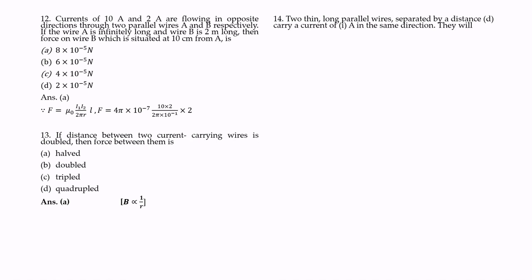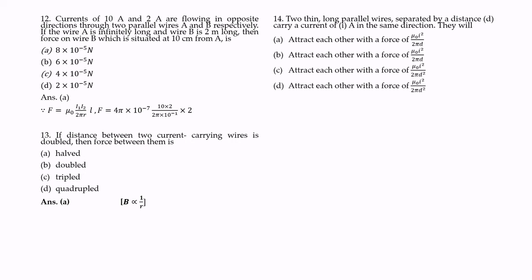Question number 14. Two thin long parallel wires separated by a distance D carry a current I in the same direction. They will attract each other. So, long parallel wires separated by a distance, with current in the same direction, are attracted. So A is correct, that is, they attract each other with a force mu naught I square, with currents in the same direction.